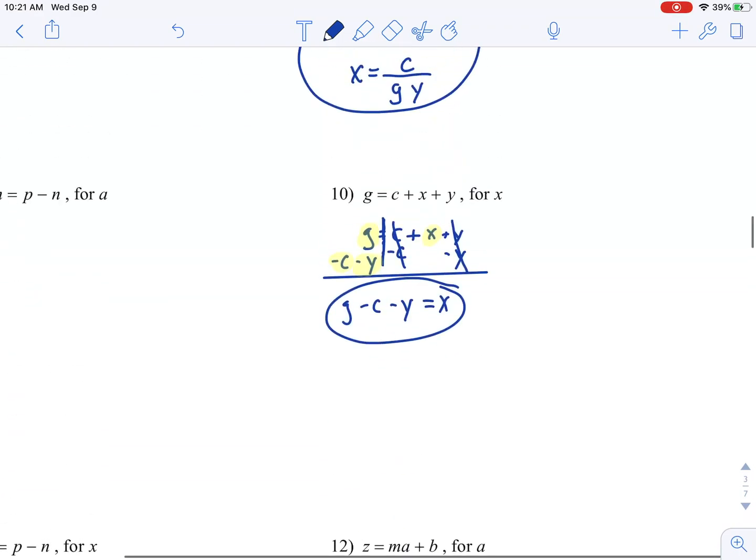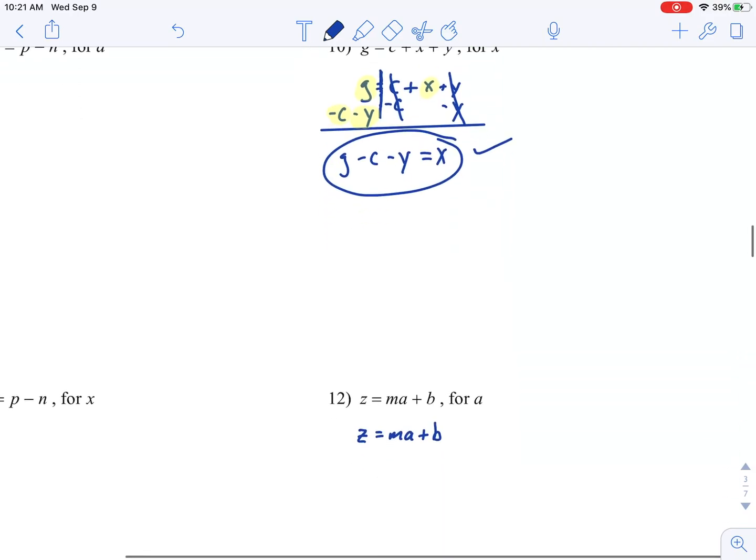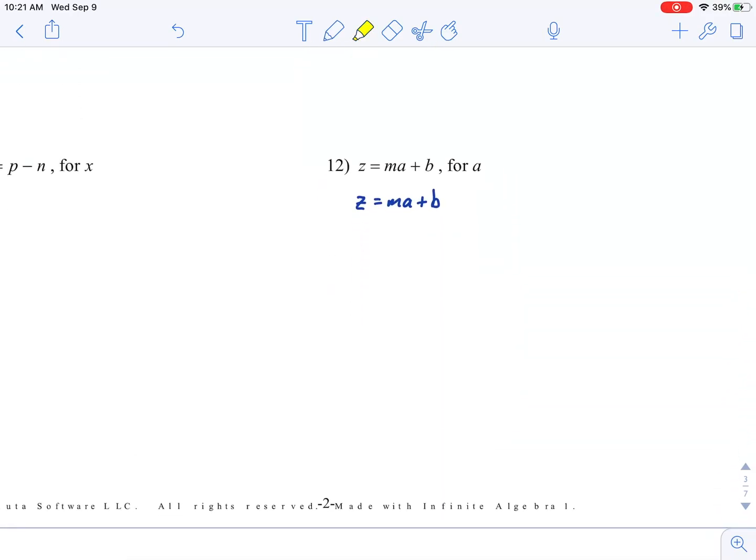Where am I? G minus c minus y. So same answer. There we go. So that one hopefully wasn't too bad. Number 12, solve for a.